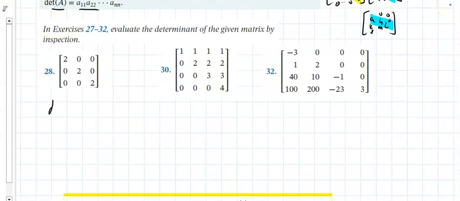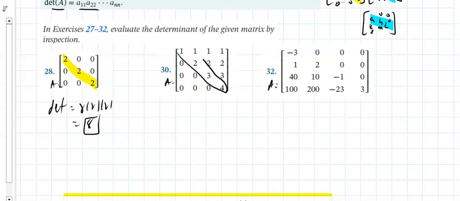And if I want to figure out the determinant, call this A. Since this is a diagonal matrix, it'll simply be 2 times 2 times 2. And here it's a triangular, so it'll be the product of those. So determinant of A will simply be 1 times 2 times 3 times 4, which is 24.